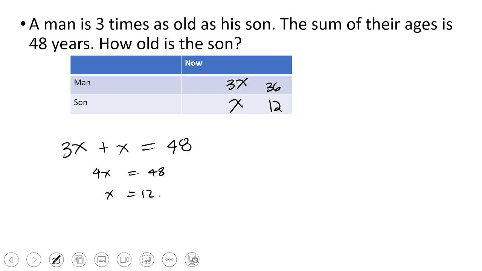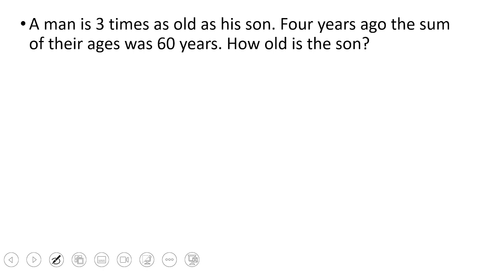Now let's have basically the same conditions, the same situation. We have a man being 3 times as old as his son, but now the condition has changed. Wherein 4 years ago, the sum of their ages was 60 years. So how old is the son, or how old are both?